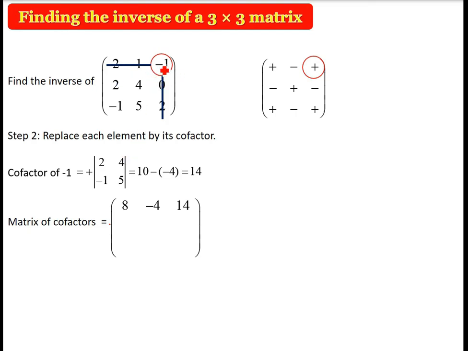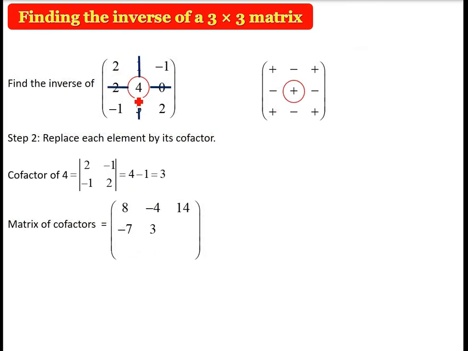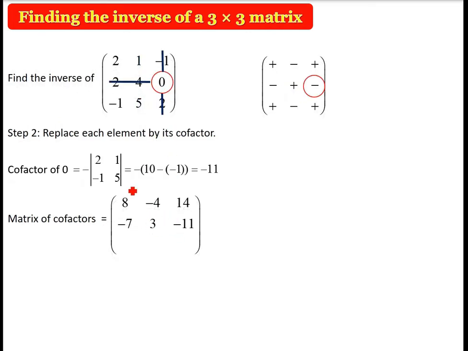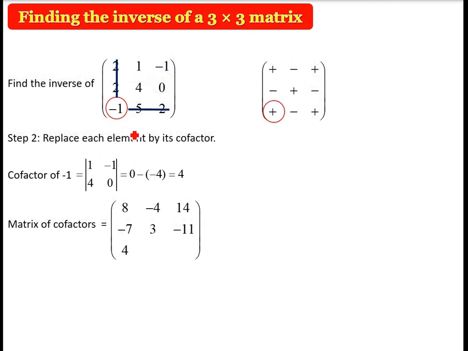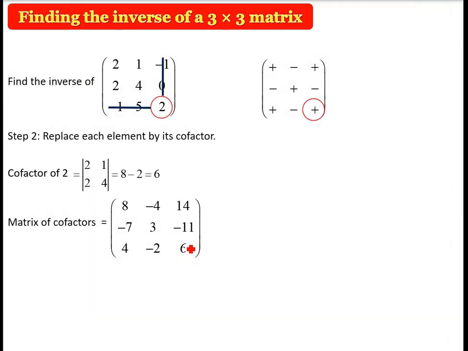Okay. So for minus 1, the cofactor you have to find out. 2, 4, minus 1, 5. This sign has come from here. This is the sign: minus 1 to the power i plus j. So this is how each and every element's cofactor has to be found out. So for 2, for 4, it will be 3. For 0, it will be minus 11. For negative 1, it will be 4. For 5, again, there will be a row and column you are hiding, and the other values you are going to cross multiply. This is going to be minus 2. Then for 2, it will be 6.